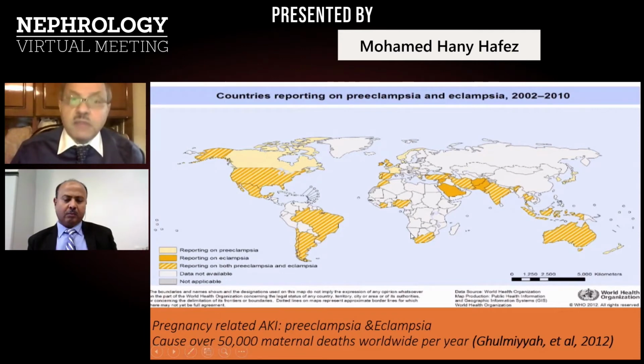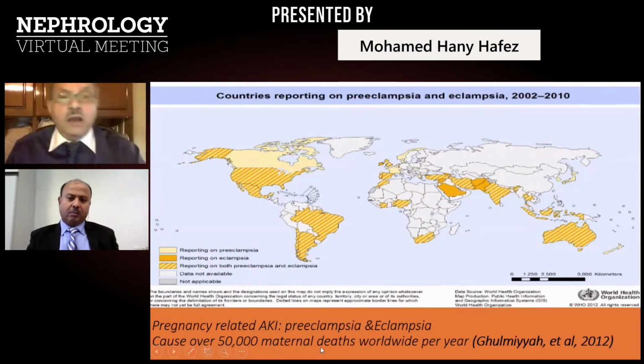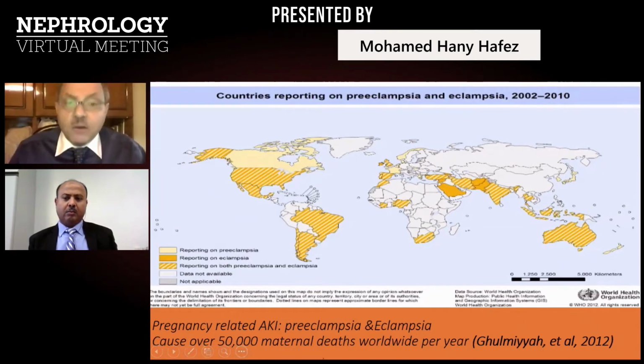But you see that even in the reporting countries reporting both preeclampsia and eclampsia, you will find many places from the developing world. You see here many places in Africa, in Asia, and in South America. And this is pregnancy-related AKI. Preeclampsia and eclampsia cause over 50,000 maternal deaths worldwide per year, according to these statistics in 2012.